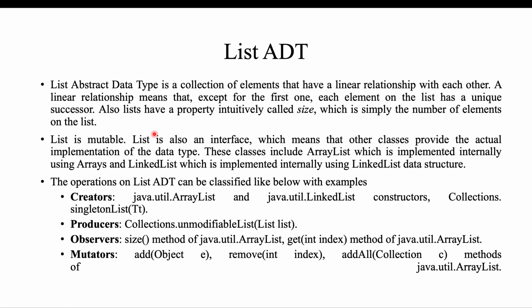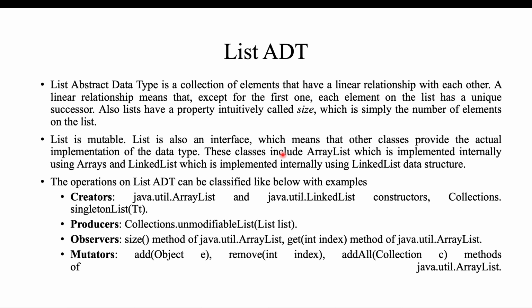Also, lists have a property intuitively known as size, because if we have a list, definitely it will have a size, which is simply the number of elements present in the list. And this list is mutable. That means the objects can be changed. So list is also an interface, which means that other classes provide the actual implementation of the data type. This list interface is extended by other classes, and there we can find the actual implementation of the data type.